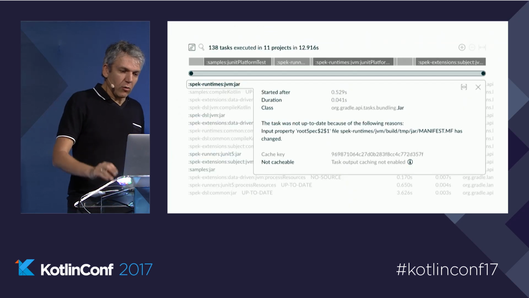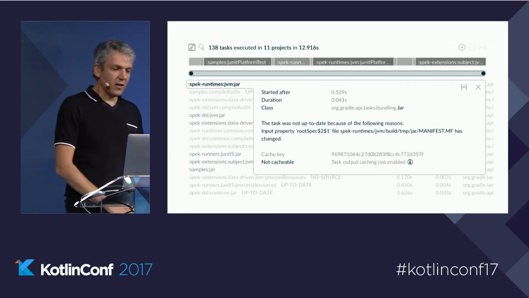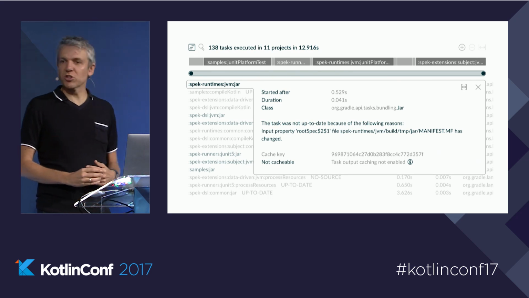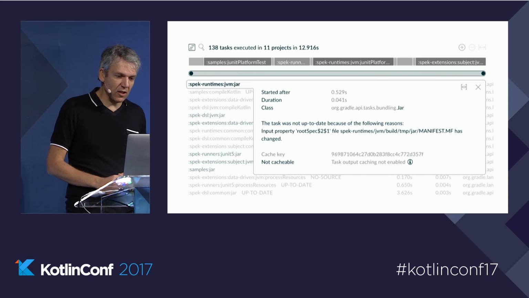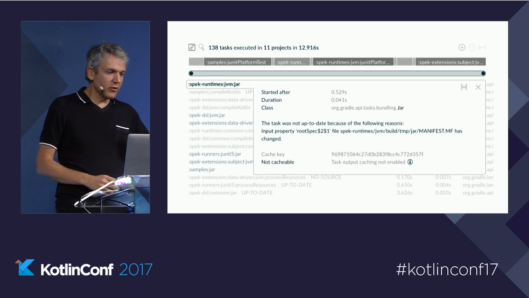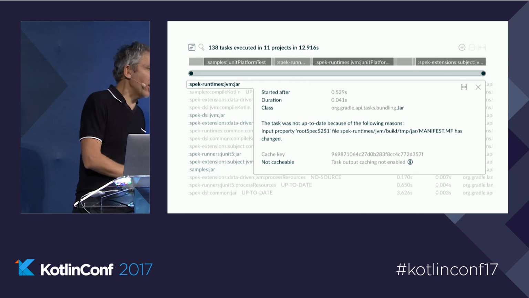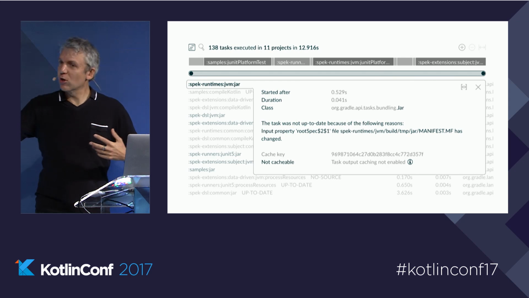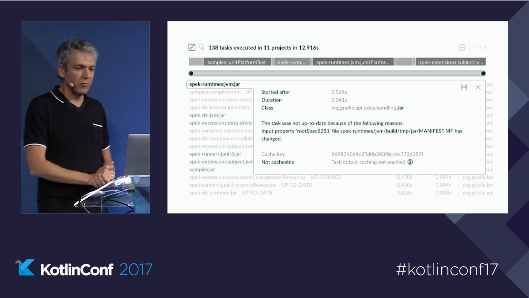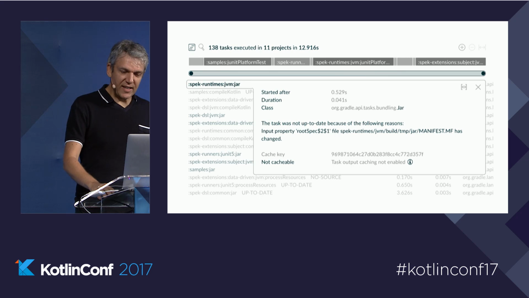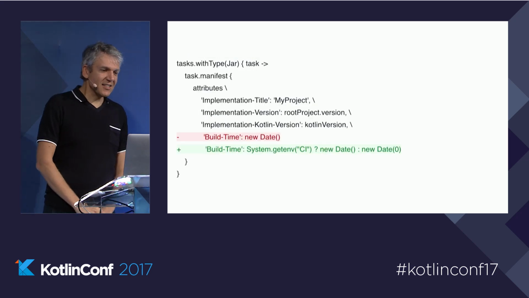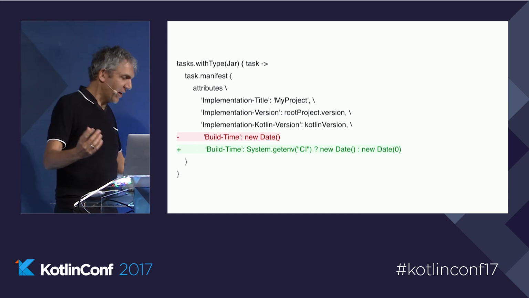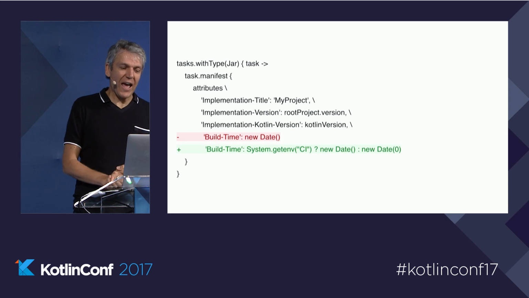With build scans, you can now click on one of the tasks that are not up to date, and it will tell you the reason why it was not up to date. In this case it says the MANIFEST.MF of the Spek runtime JVM jar has changed. That's why it's not up to date. And when the jar task is not up to date, other tasks will also be not up to date because it's in their classpath. So what was the case here? Well, in the manifest file, they added a timestamp, and that basically always changed the hash.